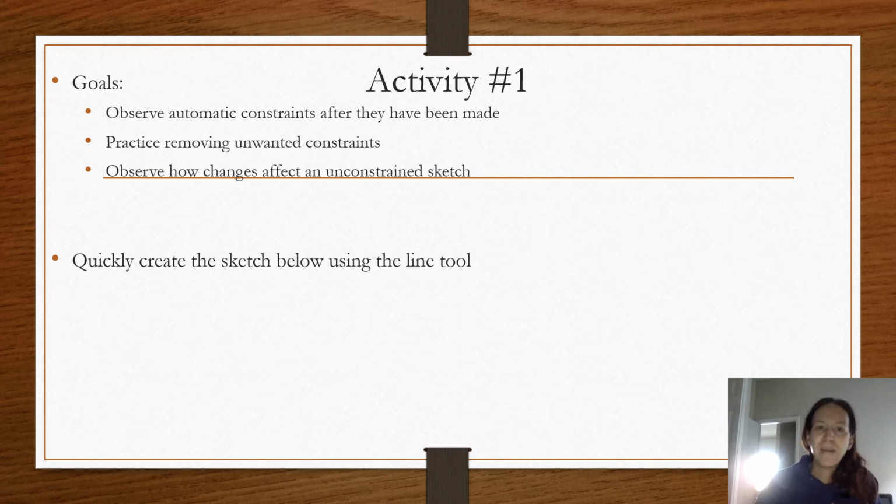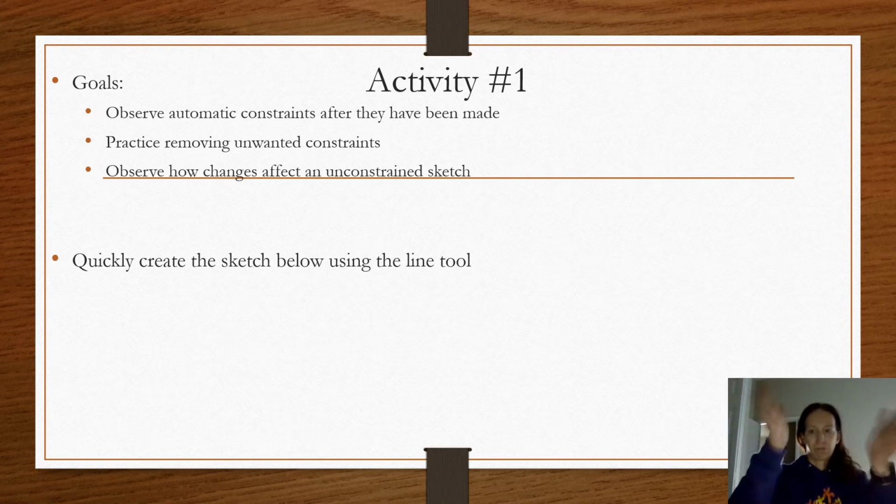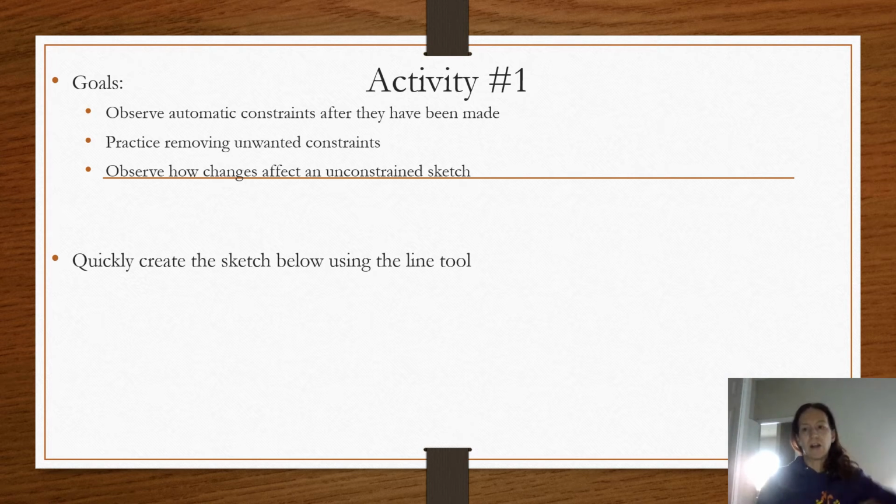It's to observe automatic constraints after they have been made. Fusion actually tries to read your mind, and it tries to put automatic constraints on stuff. In other words, it will look at your figure and say, it looks like Sally is trying to make these parallel, so we'll just snap them parallel and put a parallel constraint on them, even though Sally hasn't told Fusion to do it. Most of the time, Fusion is pretty good with this, but every once in a while, Fusion will put an unwanted constraint on something. So the second goal of this activity is to practice removing unwanted constraints. You have to be able to observe that a constraint has been put into place and then know how to get rid of it if you don't want it.